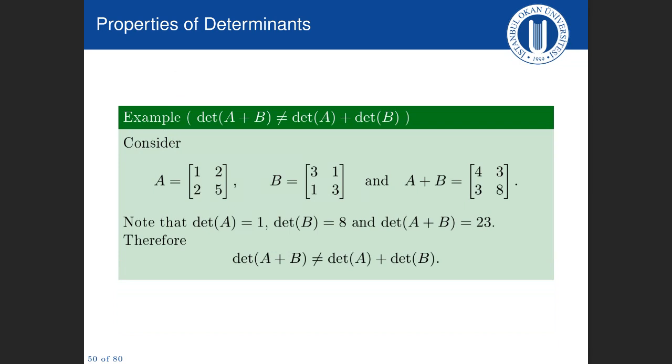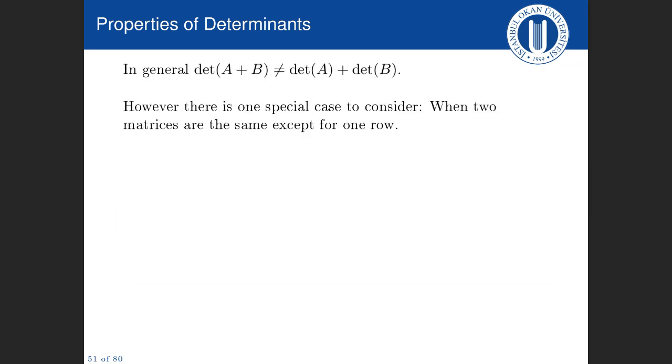And what do we get if we do A plus B? For example, if A is the 2 by 2 matrix 1, 2, 2, 5, and B is the 2 by 2 matrix 3, 1, 1, 3, we can add them together to get the matrix 4, 3, 3, 8. But note the determinant of A is 1, the determinant of B is 8, and the determinant of A plus B is 26. There's no connection between these numbers. The determinant of A plus B is not the same as the determinant of A plus the determinant of B. And that's true in general.